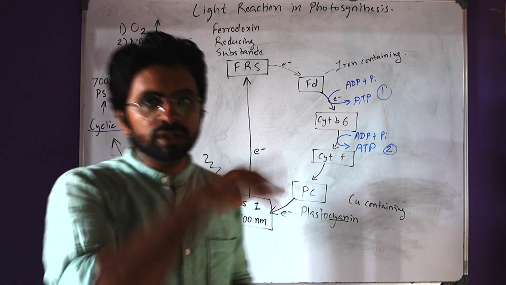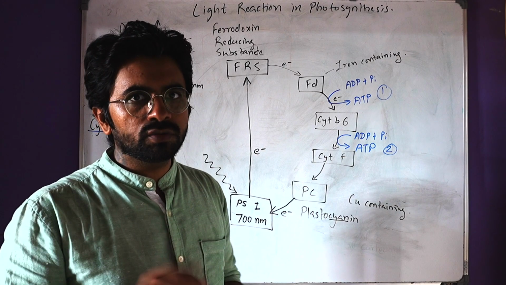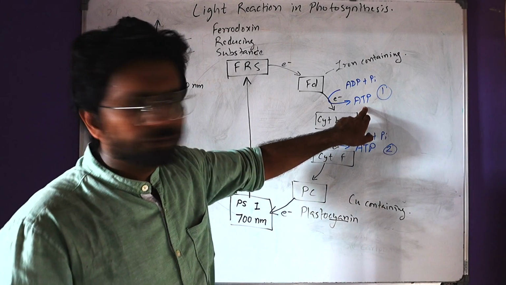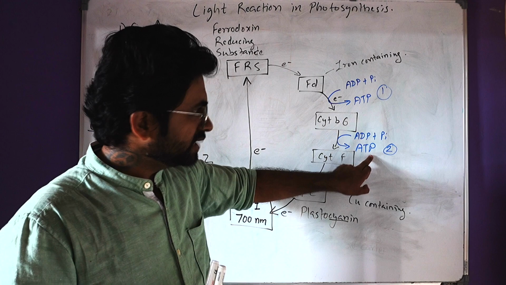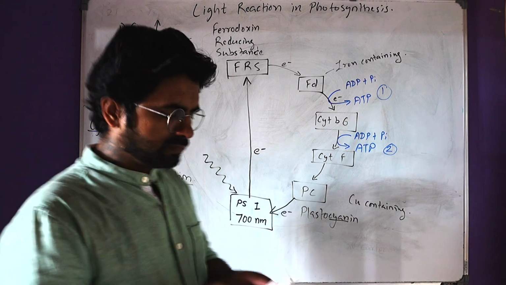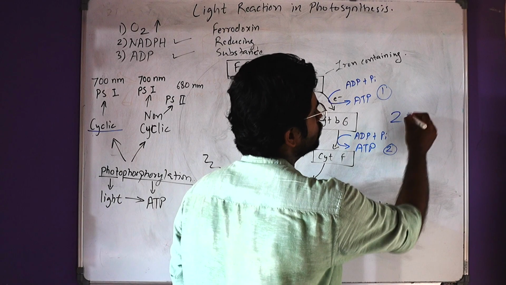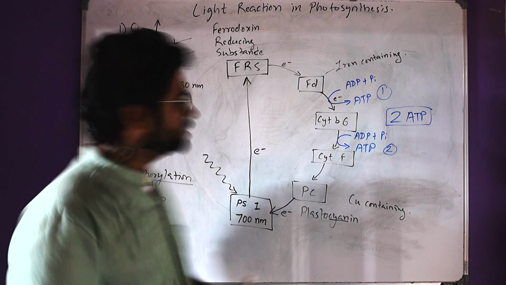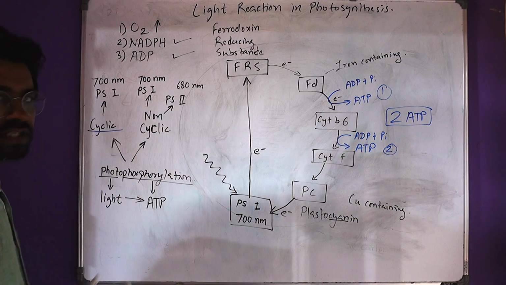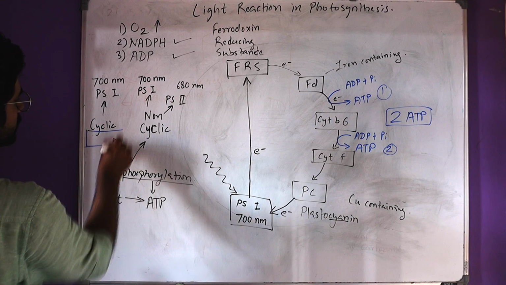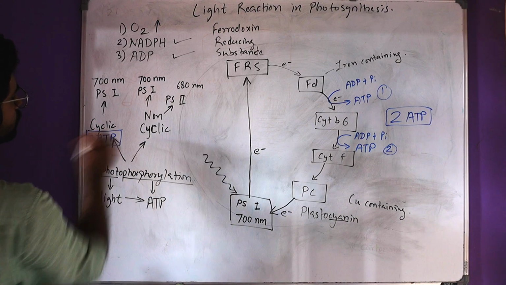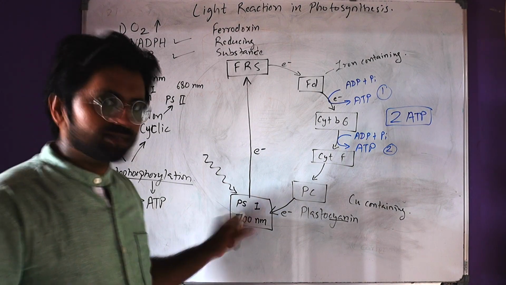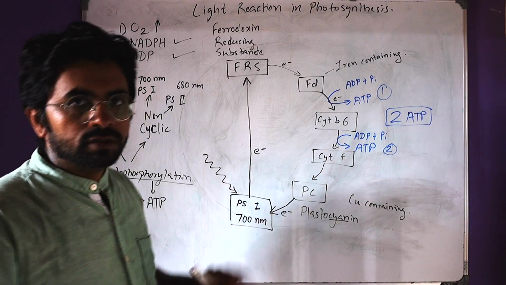So if you conclude the reaction, you can say what is the product of the reaction. First product is the first ATP, second product is the second ATP. So net profit is 2 ATP molecules. Okay, keep this in mind. What is the product of cyclic photophosphorylation? We will write it here, 2 ATP molecules. Okay, this was all about cyclic. Now we will try to understand non-cyclic.